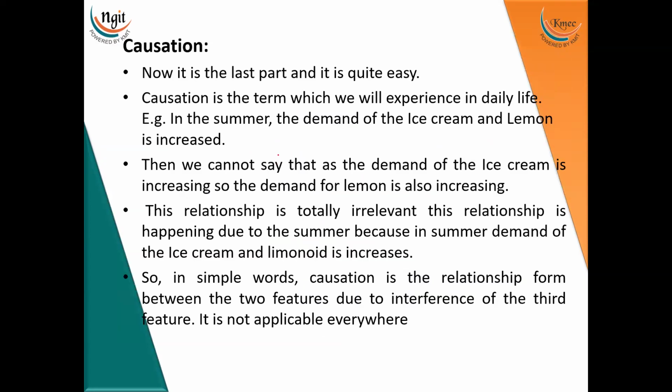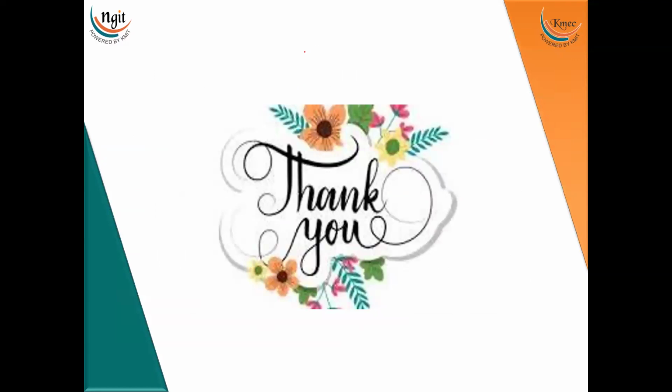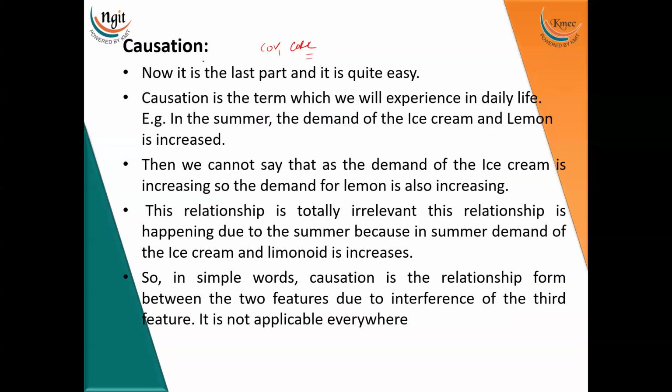Now the last one. It is interrelated to covariance and correlation, but it's quite different, and it's quite easy to understand: what is causation. This term we generally experience in our daily life. As I told you earlier, in the summer there will be a demand for ice cream, but there will also be a demand for lemon. People will have lemon water to compensate for the summer. So we cannot say that as the demand for ice cream is increasing, the demand for lemon is also increasing. This relationship is totally irrelevant.